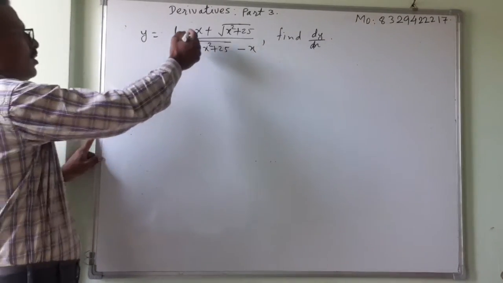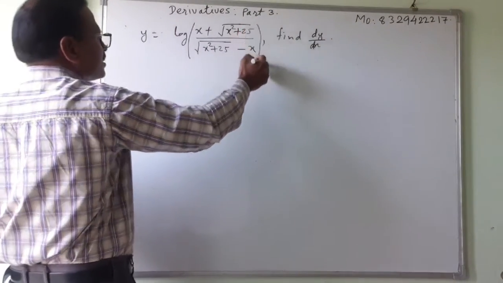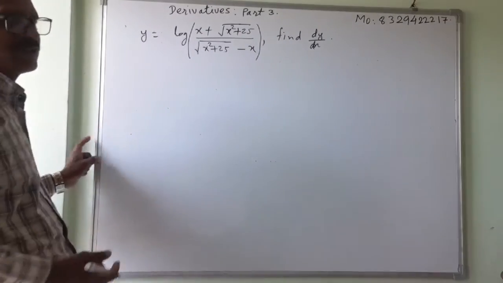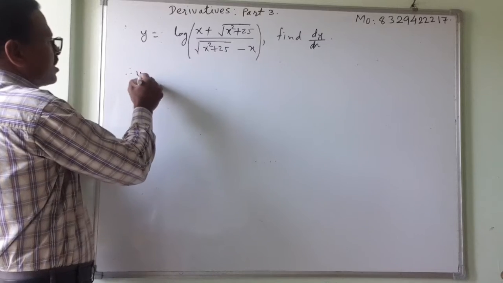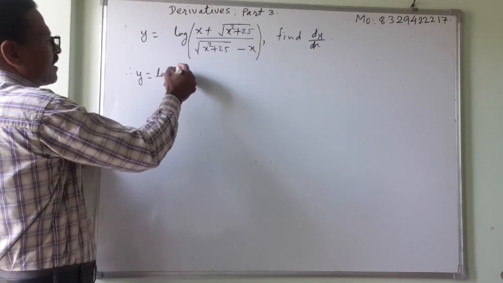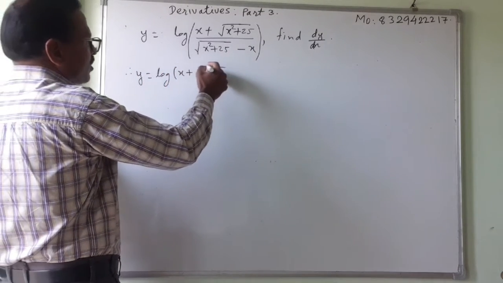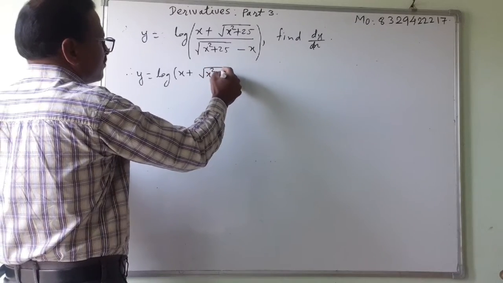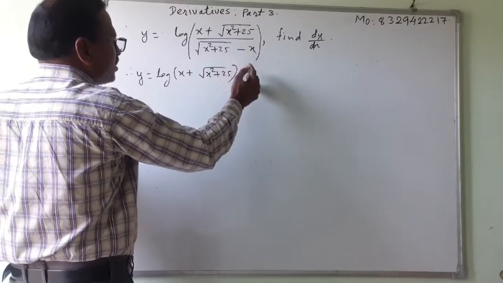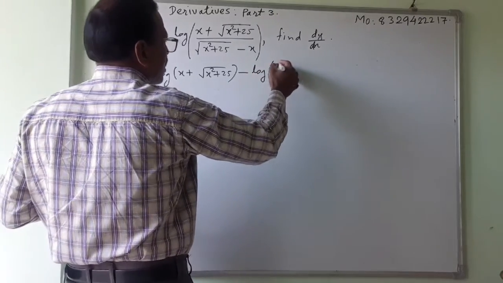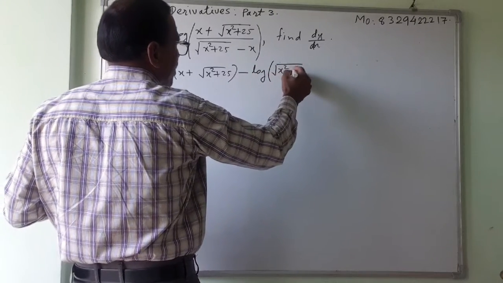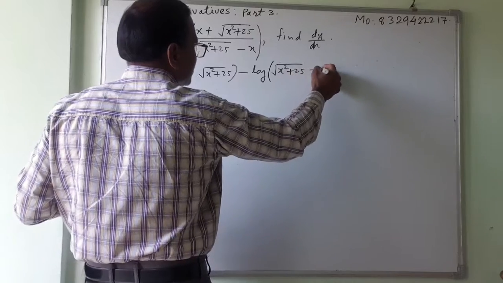Log of a upon b means log a minus log b. Therefore, y is equal to log of x plus under root x square plus 25, and this will become minus log of under root x square plus 25 minus x.